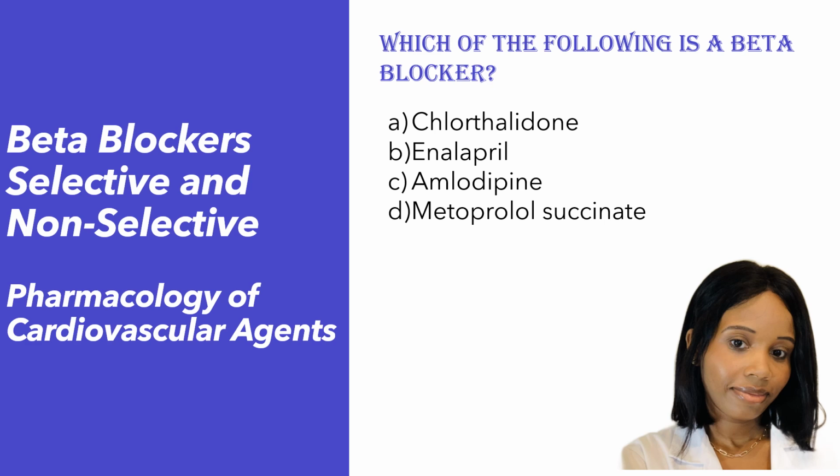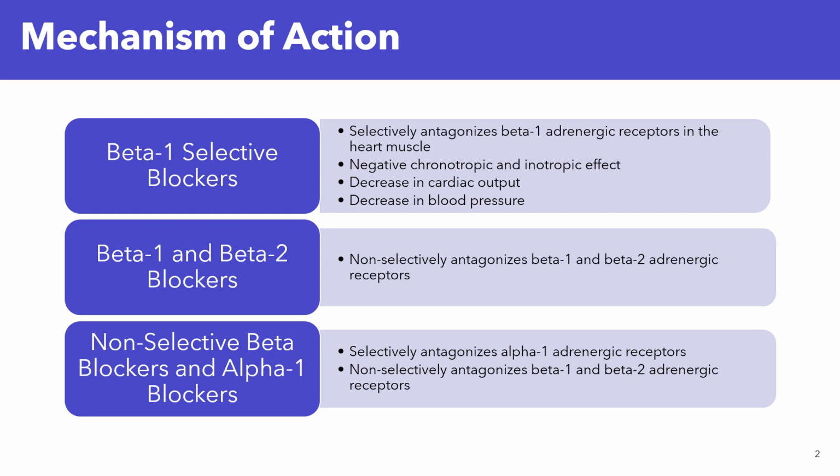Okay, let's get started. Let's talk about the mechanism of action of beta blockers. Beta 1 selective blockers selectively antagonize beta 1 adrenergic receptors in the heart muscle. So that leads to a negative chronotropic and inotropic effect. Negative chronotropic effect means reducing the heart rate, and negative inotropic effect means reducing the force of contraction of the heart. So that also leads to a decrease in cardiac output and a decrease in blood pressure.